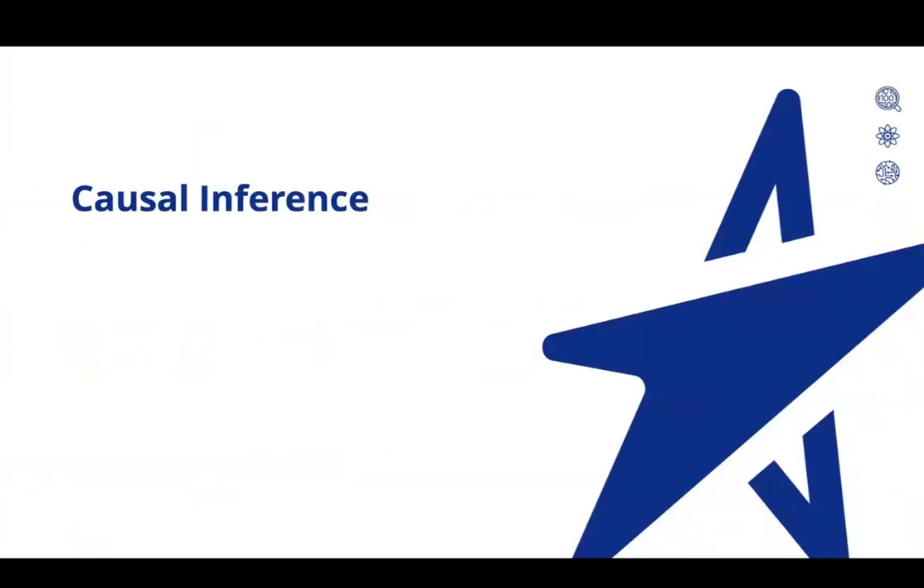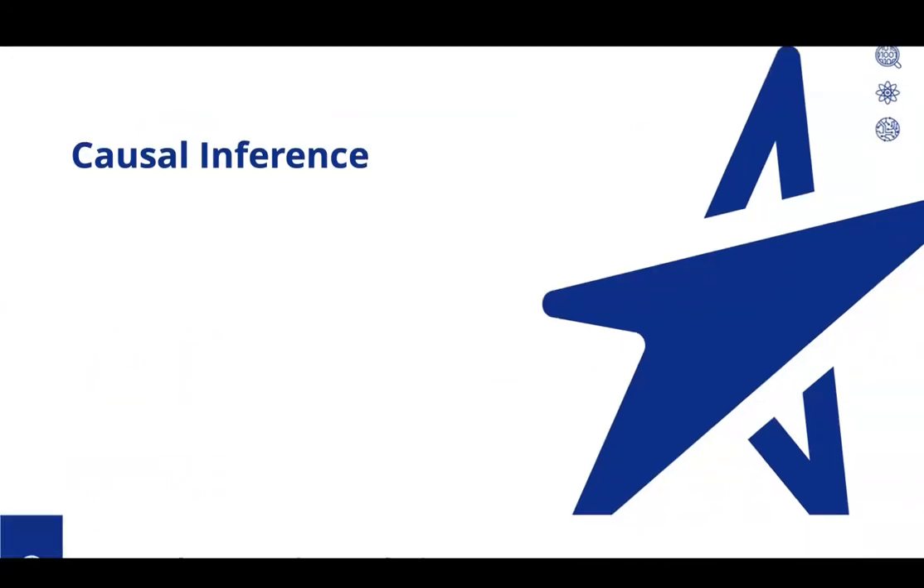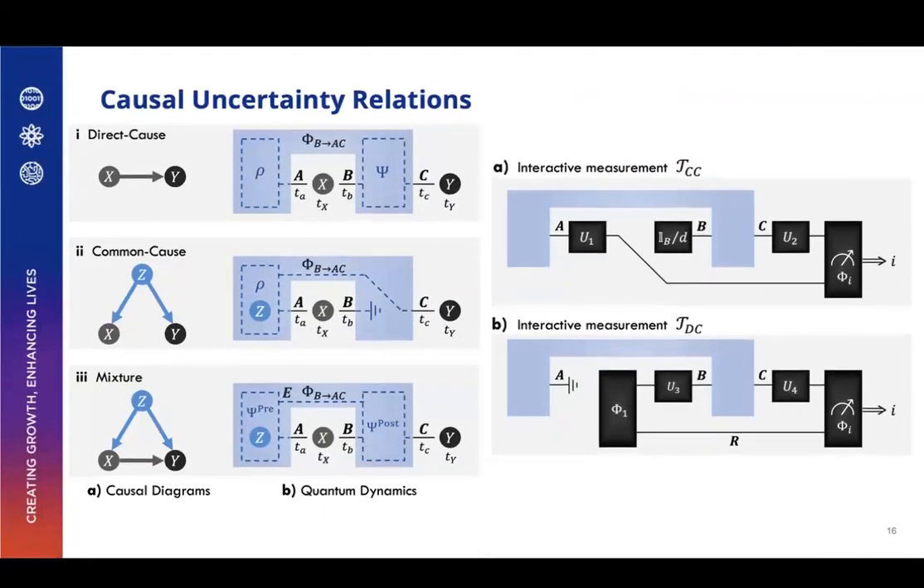Once we have the uncertainty relation for interactive measurements, let's talk about its application. We try to build the connection between the uncertainty relation and causal inference. According to the common cause principle, the causality associated with two different events belongs to three categories. The first one is direct cause, and the second one is common cause. You can see the causal diagram on the right-hand side. And the last one is a mixture of direct cause and common cause.